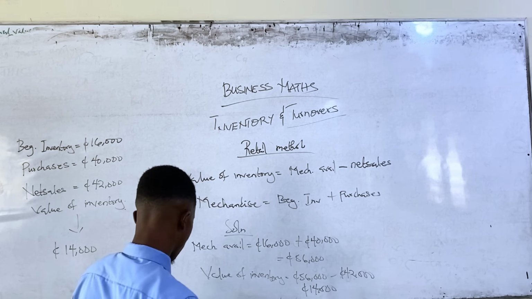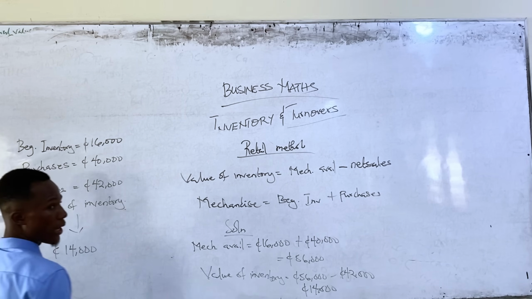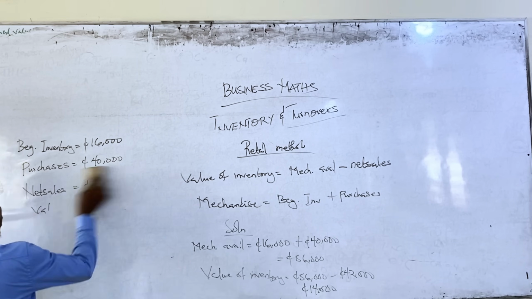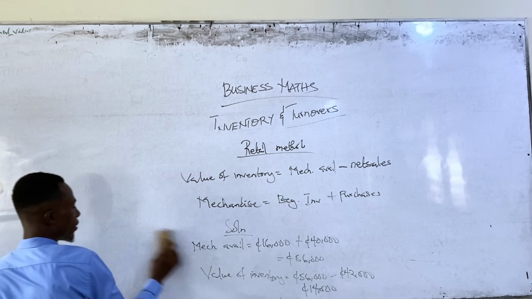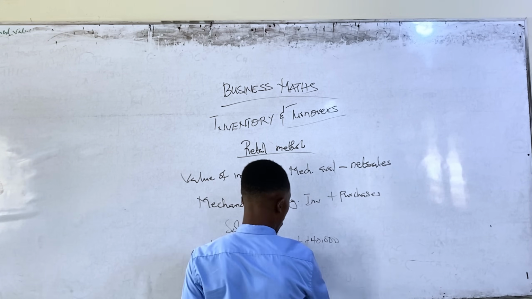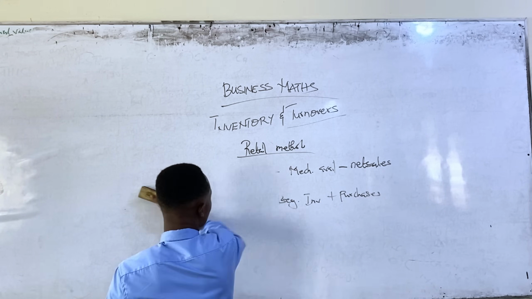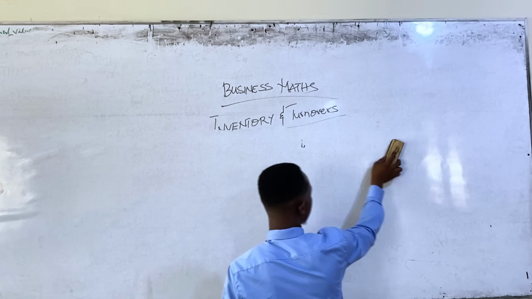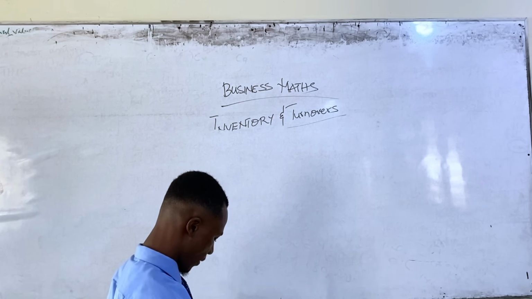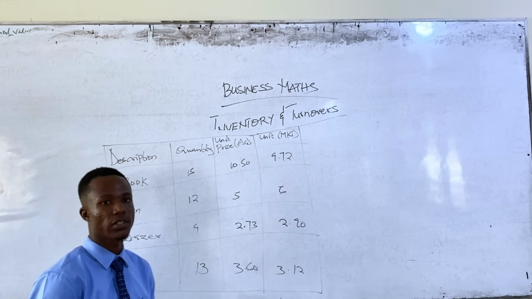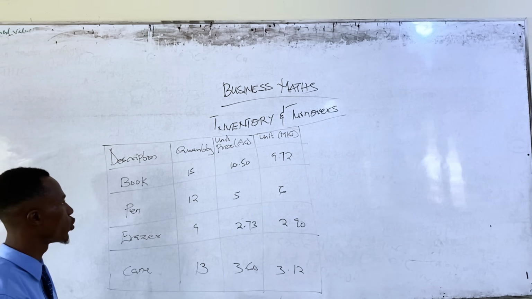So let's tackle the lower of cost or market value. Okay. And the market value is always the lower cost. Okay. So we are going to draw a table and we take it from there. This is my own question. Okay, let's look at how we are going to solve it.